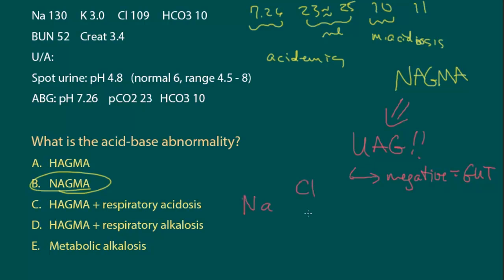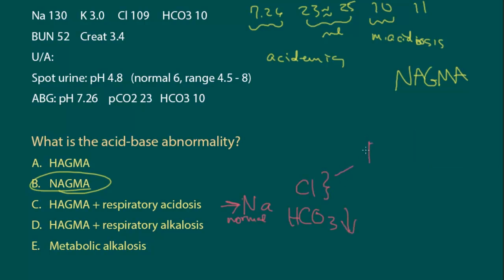If you have a low bicarb and it's offset by a high chloride in the setting of a normal sodium, then you probably have a NAGMA. If you have a low bicarb with a normal chloride in the setting of a normal sodium, then you have a HAGMA. And you can look at this just by seeing how anion gap is calculated. Sodium minus the sum of chloride plus bicarb.